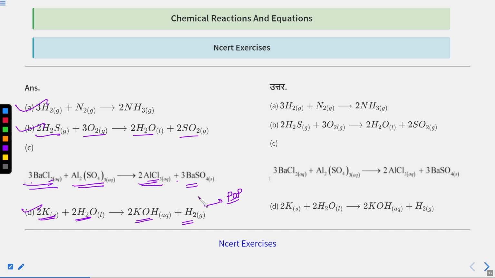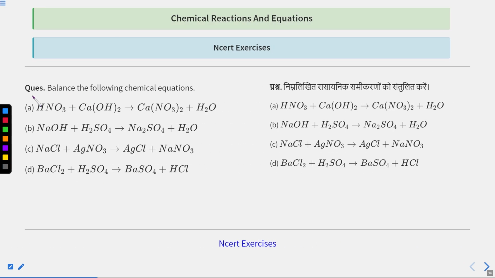So 2K on the left side and on the right side, 2 potassium. On the left side 2 times 2, 4 hydrogen, and on the right side 2 hydrogens and 2 hydrogens, so 4 hydrogens are there. Similarly, left side 2 oxygen and right side also 2 oxygens. Okay, so this is the answer of this particular question. Let's move to the next question.